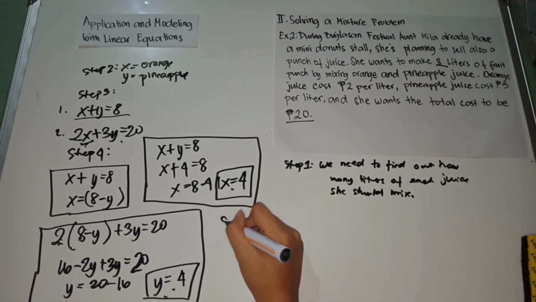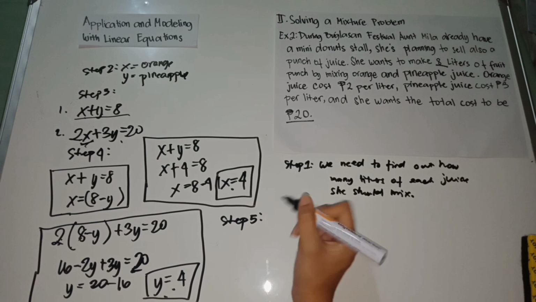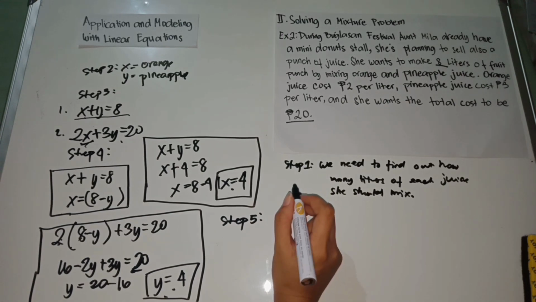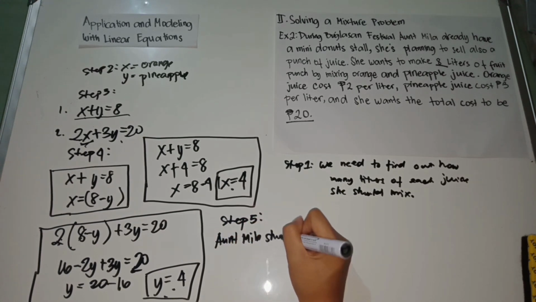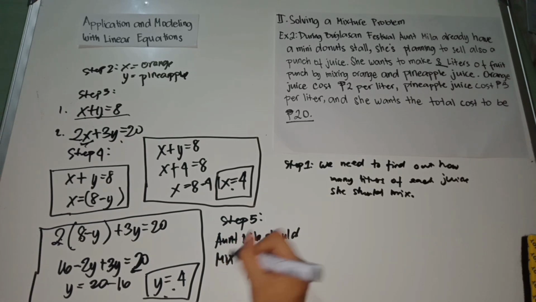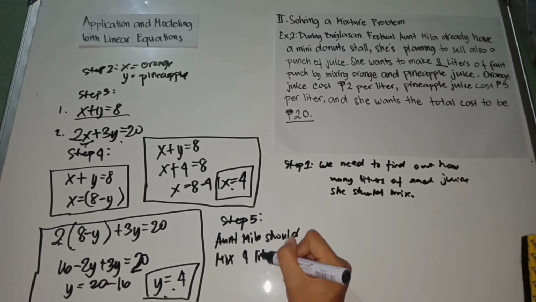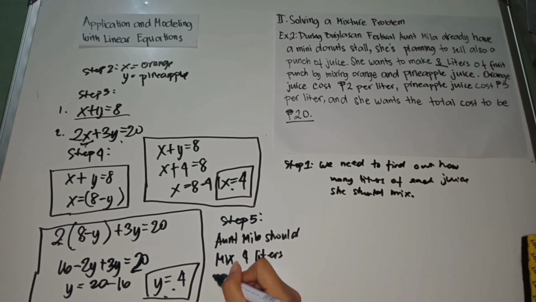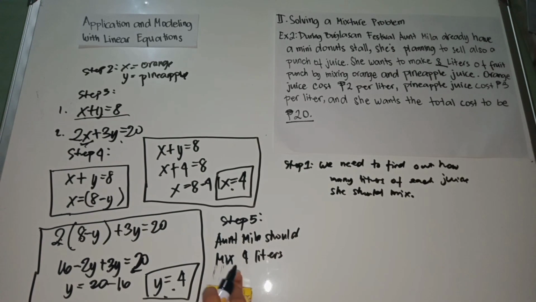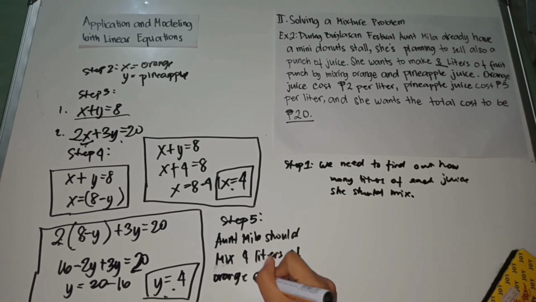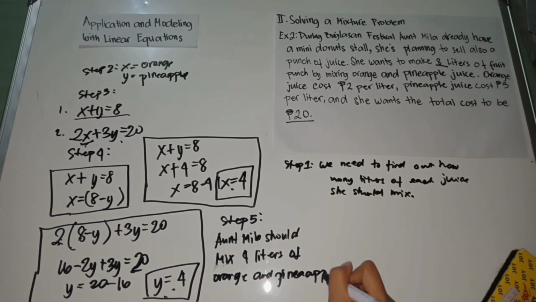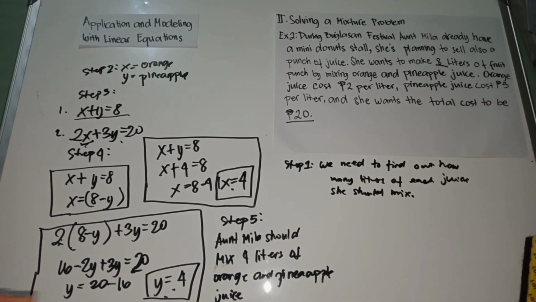Step 5. Therefore, Aunt Mila should mix 4 liters of orange juice and 4 liters of pineapple juice. Let's check if our answer is correct.